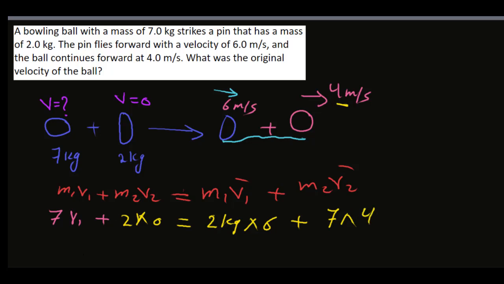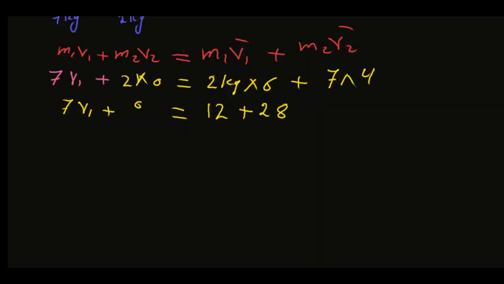So at the end, guys, this is equal to 0, and this is equal to 7 v1 as it is, no change, and this is equal to 6 times 2, this is 12, plus 4 times 7, which is 28. So at the end, v1 equals 12 plus 28, this is 40.